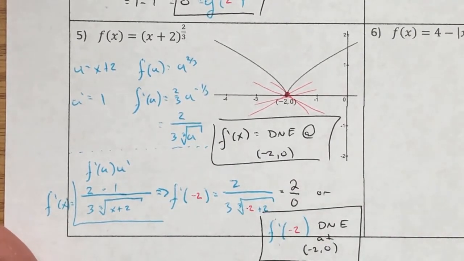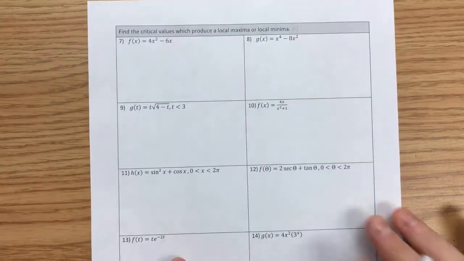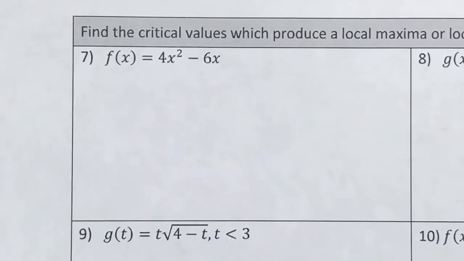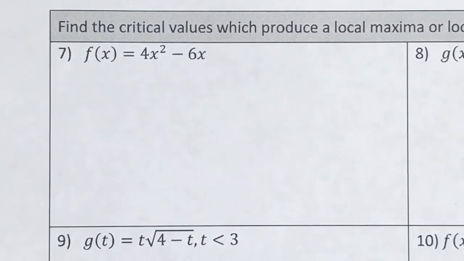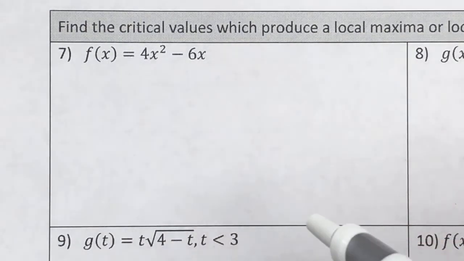Awesome. So that brings us to the second part, which is instead of finding the value of the derivative at a point, we're going to be finding which points make that a local maxima or minima, which in essence means we're going to be finding the critical values by setting the derivative equal to 0 and solving.